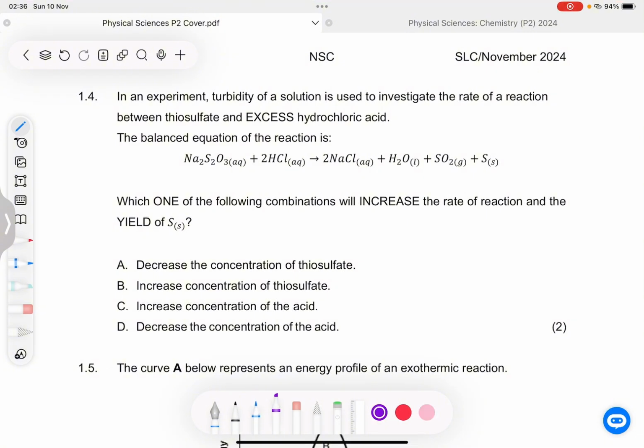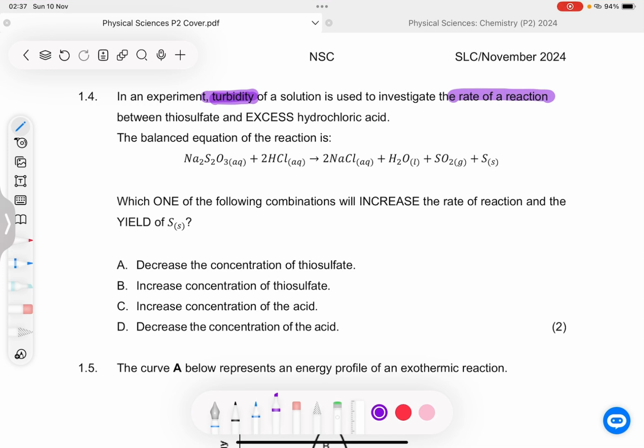Let's break this question down. I just want to explain what turbidity of a solution is. Turbidity is a technique that we use when we do experiments in a chemistry lab. When we have a reaction that involves a solution and there are clouds forming as the products are being formed, it means one of our products will be a gas. Then that gas makes clouds, which is what we call turbidity. Those clouds, we can use them to determine the rate of a reaction.